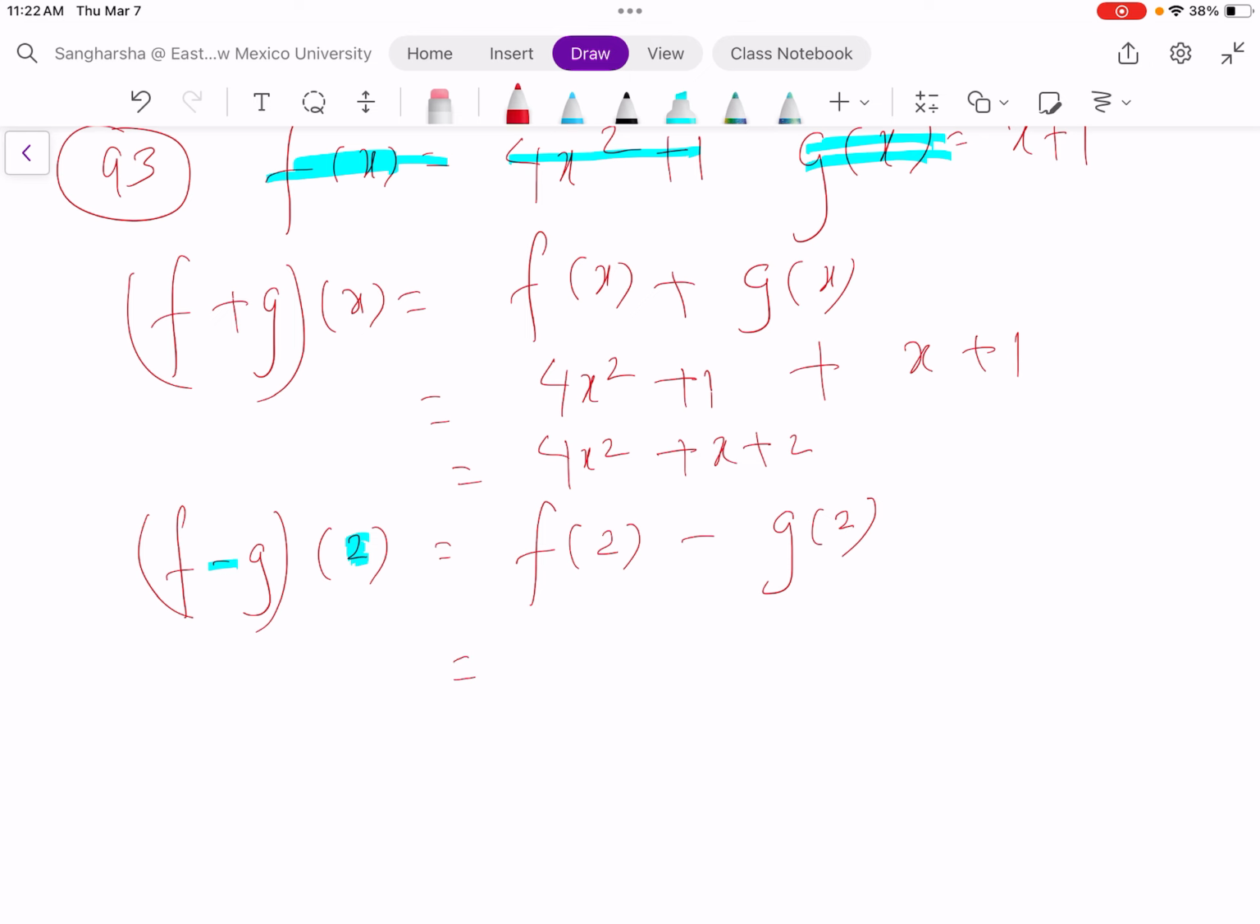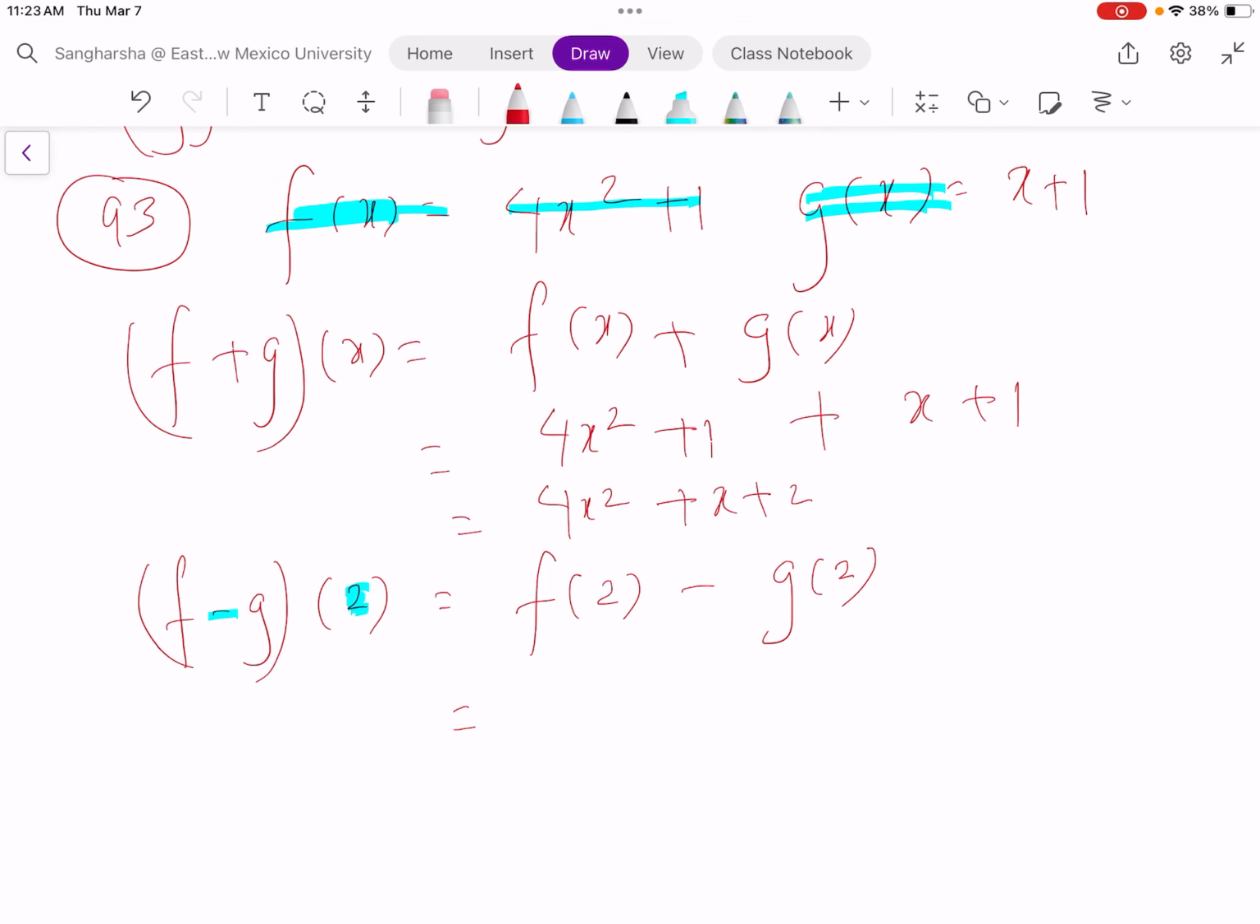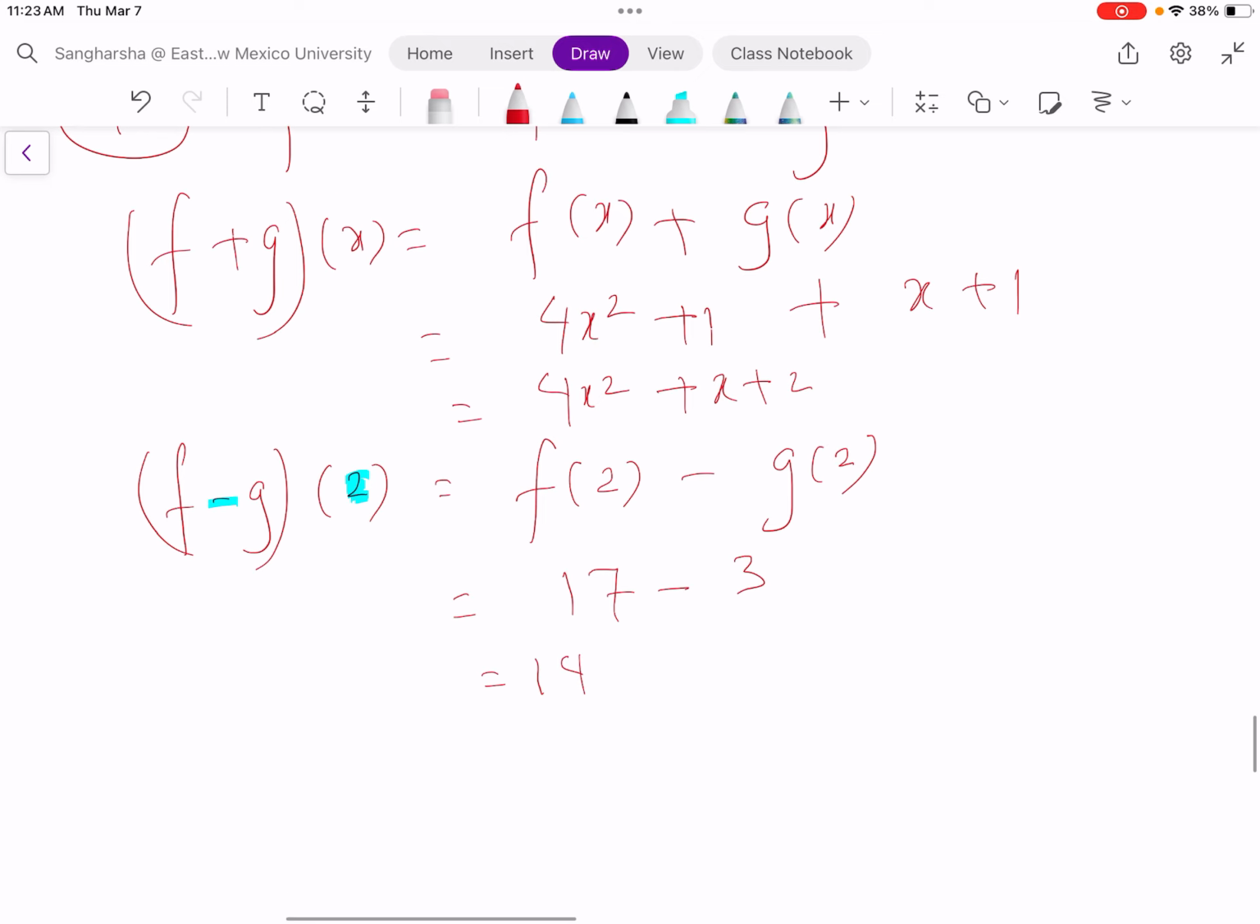So what will be f of 2? How do we find f of 2? You substitute 2 for every x in the f function. So our f function is 4x squared plus 1. And if you substitute 2 for x, we have 4 times 2 squared, 4 times 4, 16 plus 1, 17, right? Minus, now let's find g of 2. In order to find g of 2, you substitute 2 for every x in the g function. Our g function is x plus 1. And you substitute 2, we get 2 plus 1, 3. So 17 minus 3, and this is 14. 14 is the final answer.